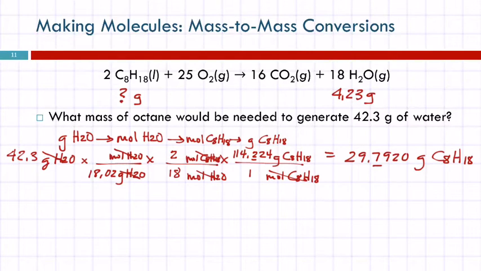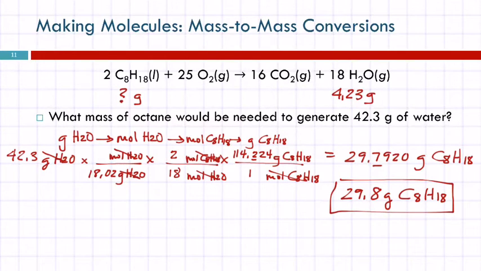So here I'm looking at the 7, and I'm only going to look at the next digit, which is 9, to see if I round the 7 up to an 8, and I do. So 29.8 grams of C8H18. Any questions?